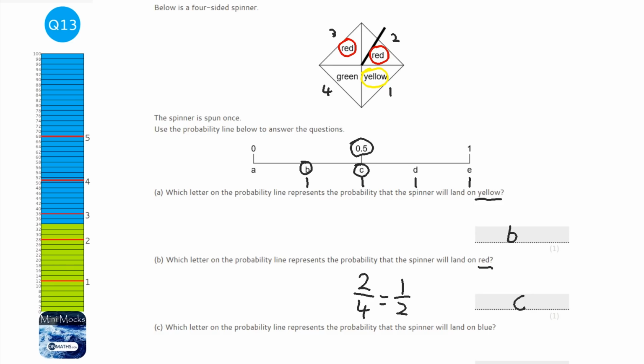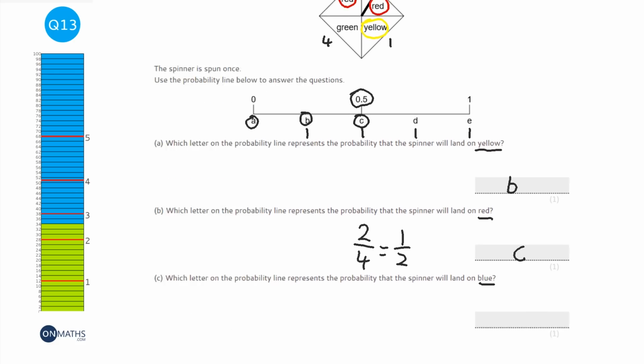It's just a half. What letter on the probability line represents a probability it will land on a blue? Well, there aren't any blues on there. So however many times you spin it, it will never land on a blue. And in probability, we mark that with a 0. So it's going to be A.